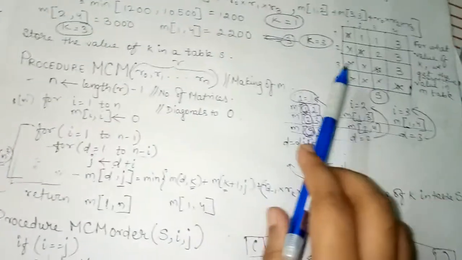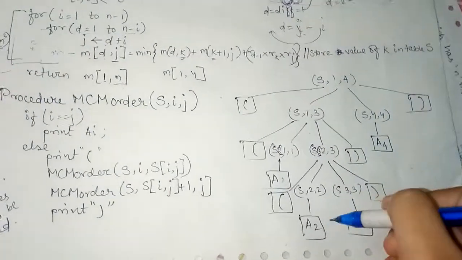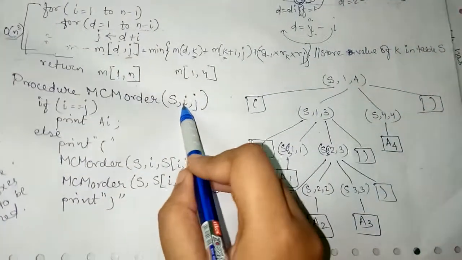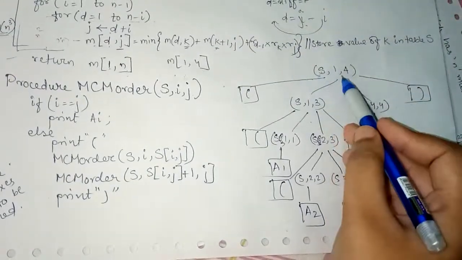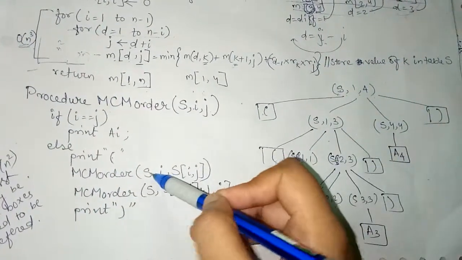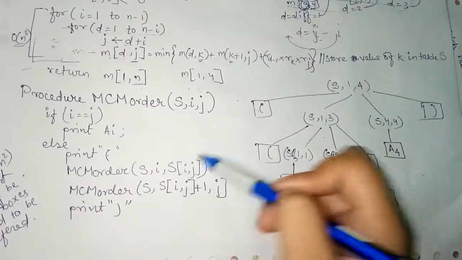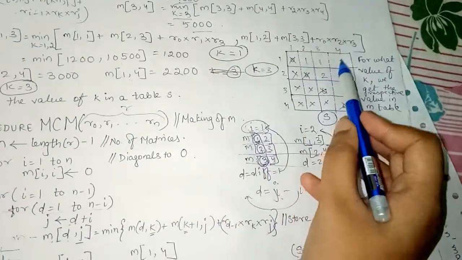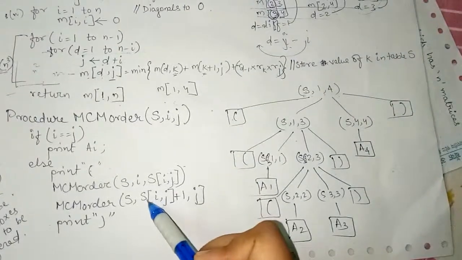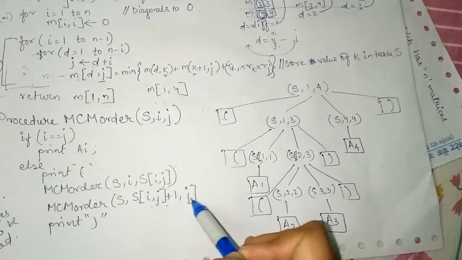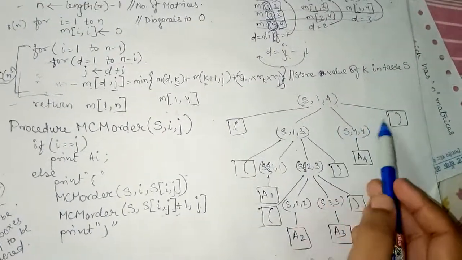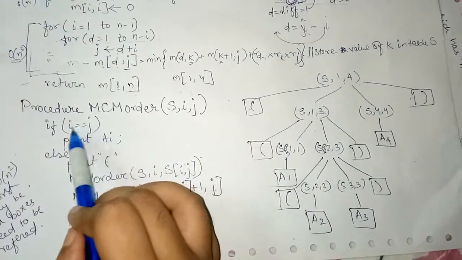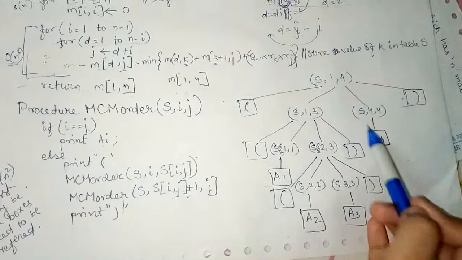So in this example, from A1 to A4 we will find out the parenthesis ordering. First it is S of 1 to 4, i is 1, j is 4, S of 1, 4 is here, then S of i comma j. Here we see S of i comma j is 3, so here 3, then S of i comma j plus 1, that means 3 plus 1 is 4, j is 4, 4 comma 4, and then the closing parenthesis here. Then S 4 comma 4, this condition is satisfied, i is equal to j, 4 equals 4, therefore a4 will be printed.